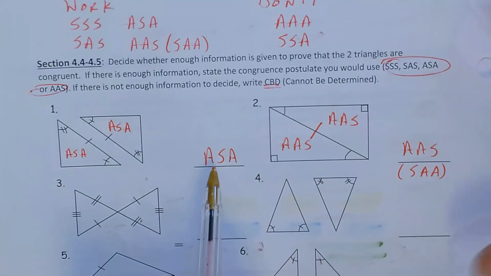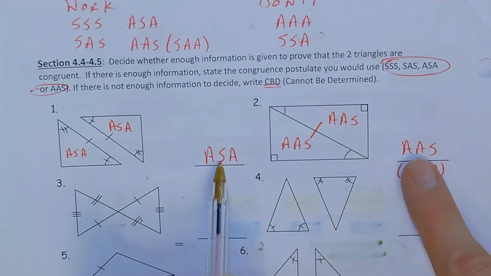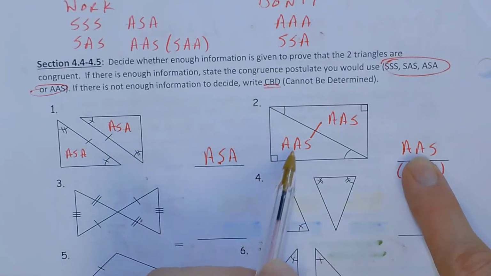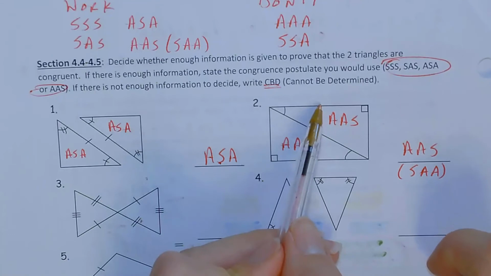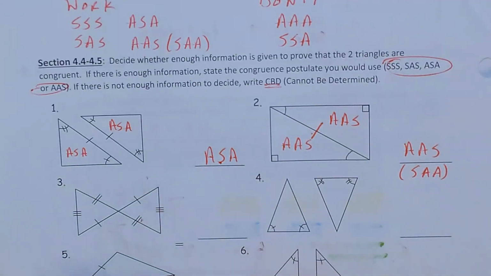So right now, take a second to look. What is the difference between writing it this way and writing it this way? This way means the side is between the angles, and then this way means the side is not between the angles, which is called included. You'll see that in your vocab tomorrow.